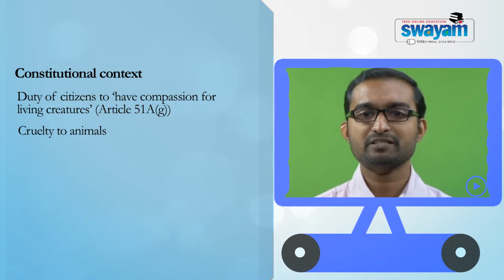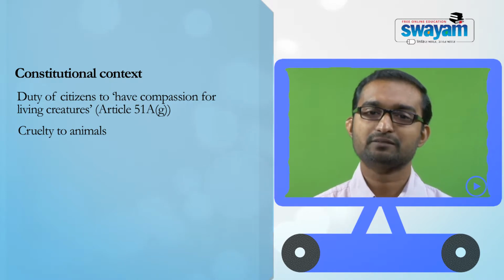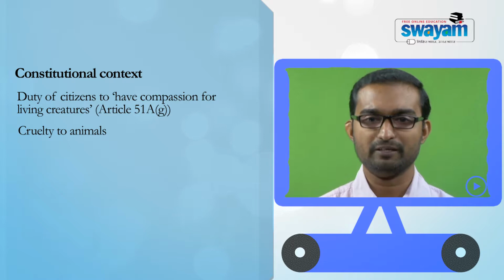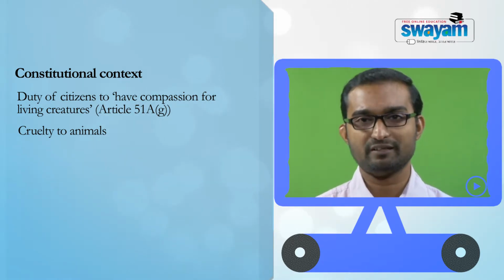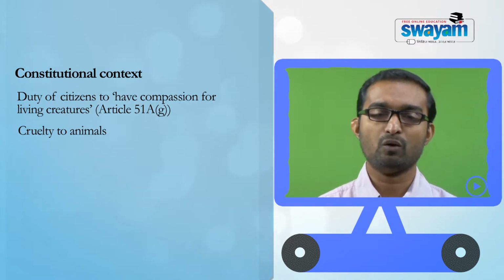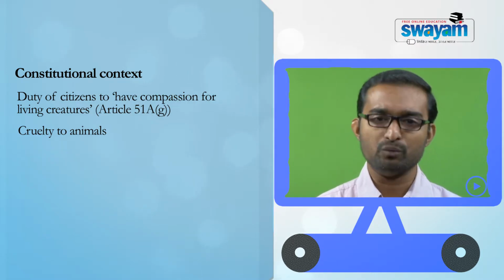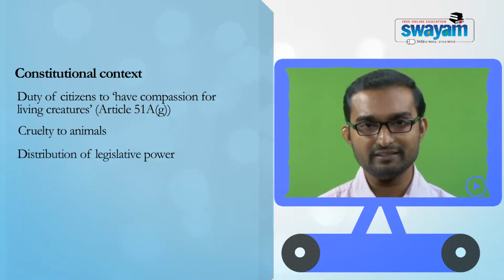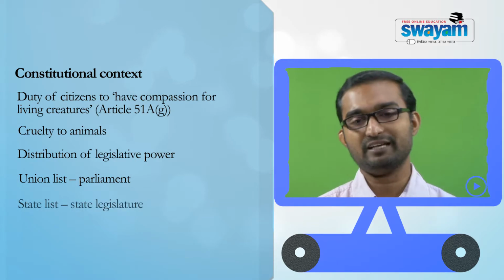That means compassion towards animals, and that can be interpreted as putting a duty upon citizens not to be cruel towards animals. And there is another provision in the Constitution that is relevant in the context of wildlife: who has the power to enact law on wildlife protection. As you may already know, there are certain provisions in the Constitution that divide legislative power between the parliament and the state legislatures.